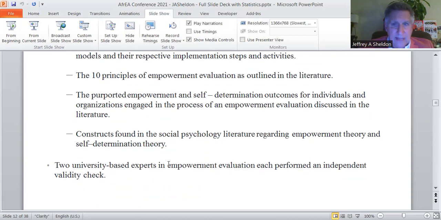So the good thing about this is that I'll tell you that the study was based on a study conducted by Rebecca Miller and who was the other one? I can't remember. Anyway, there was a precedent study. The two researchers who did the precedent study on empowerment evaluation were the ones who did a validity check on the items that I created for my survey.